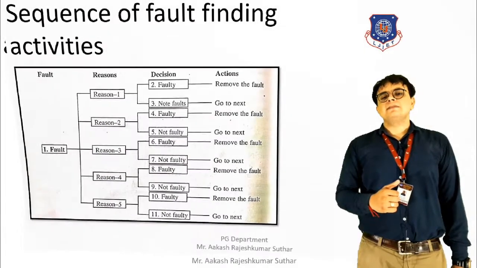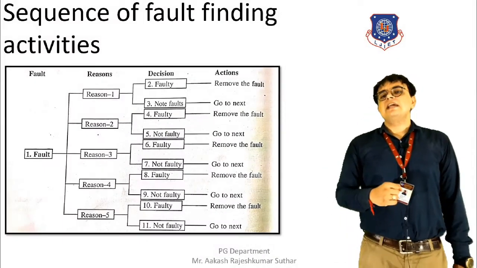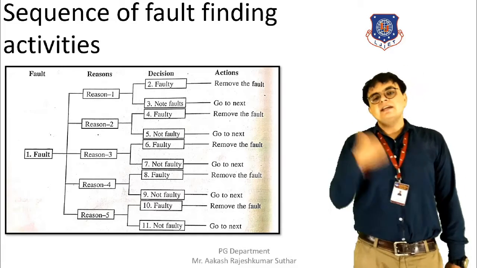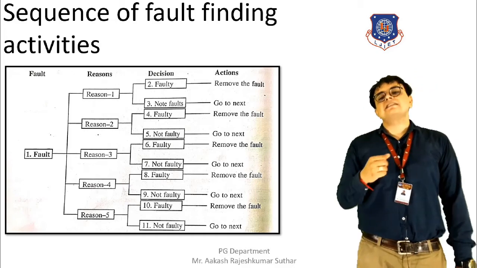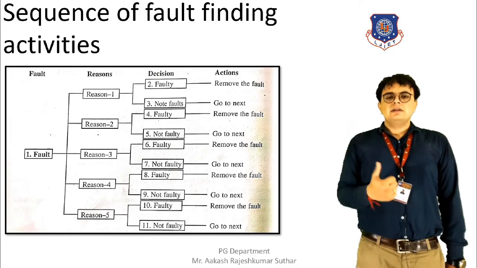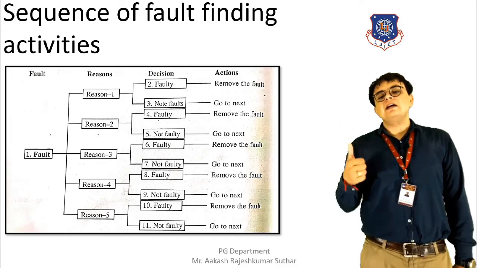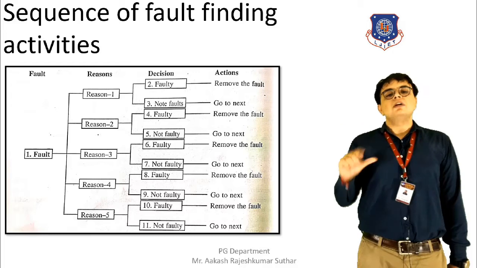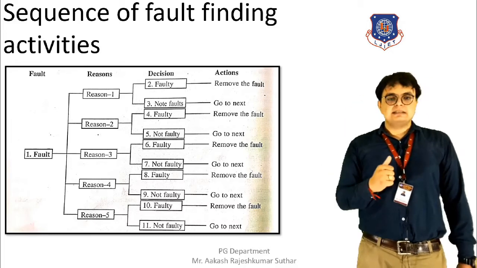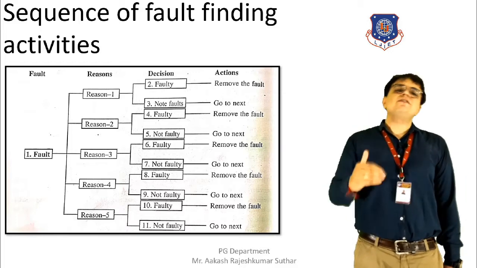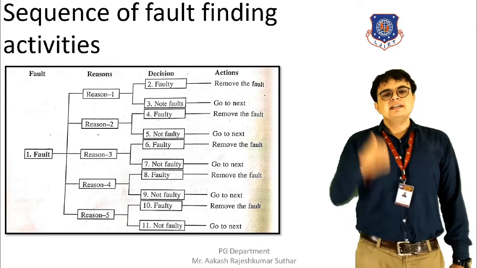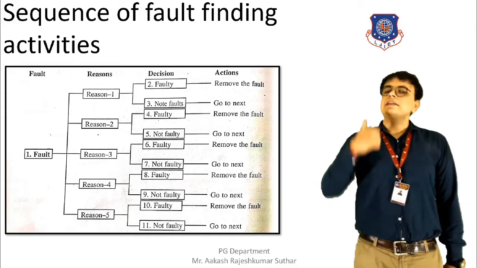Further discussing, here we have an example of a sequence of fault finding activities. Here we have listed all the reasons and the faults in a block diagram only. At first we can see a fault that is represented in the block diagram. For that fault we have found 5 genuine reasons: reason number 1, reason number 2, reason number 3, reason number 4 and reason number 5.